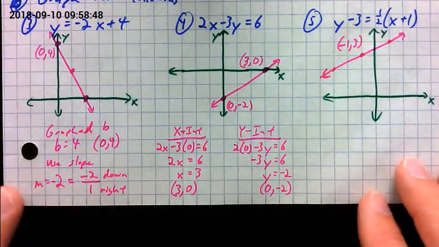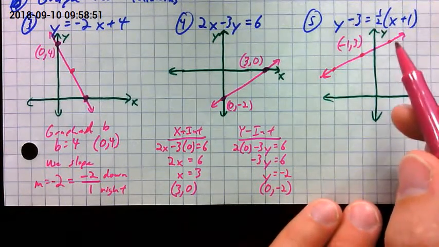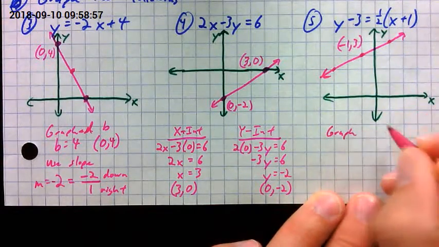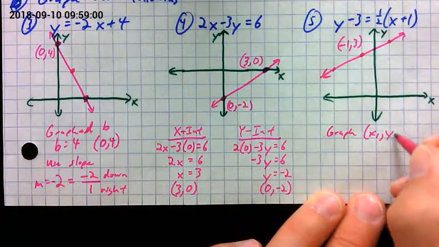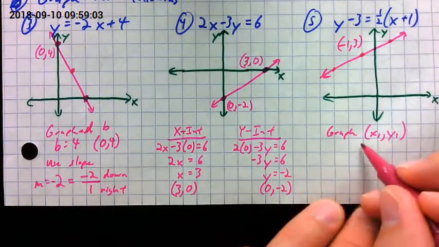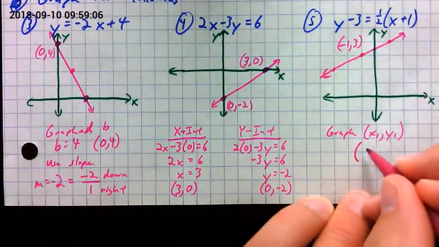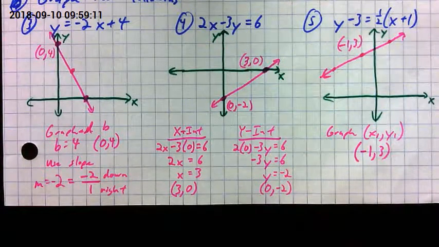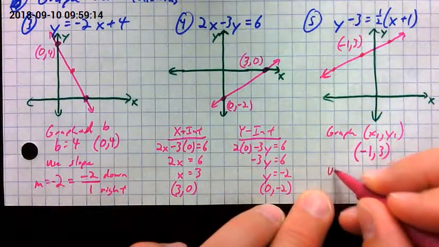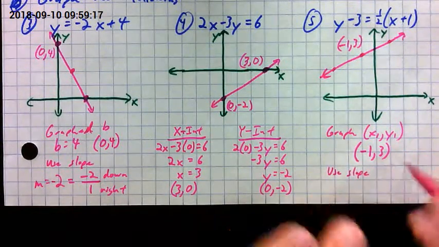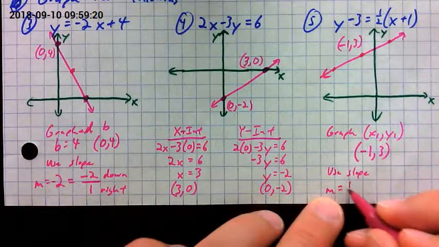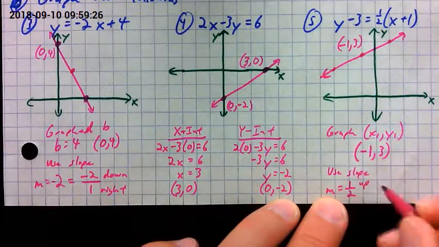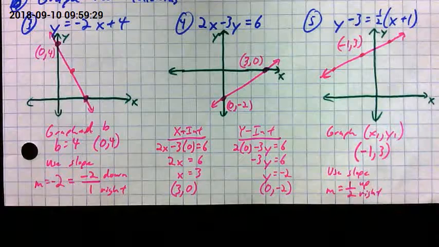And then on the last one, we have to start with a point. So graph x1, y1, which in this case is negative 1, 3, because when we pull them out of the equation, we have to change the signs. And then we use the slope. And the slope here was 1/2, which meant we're going up 1 and to the right 2.